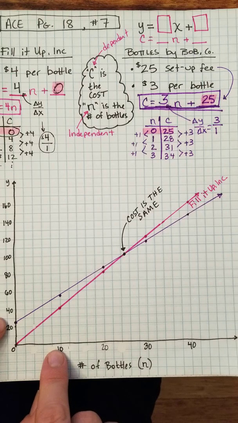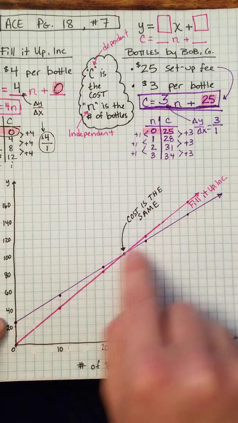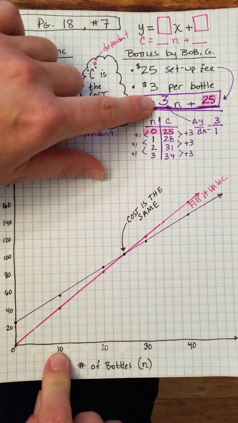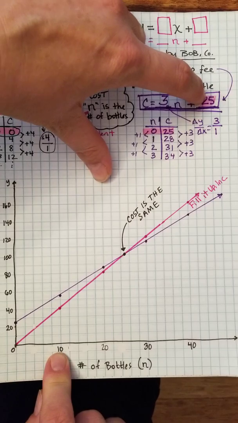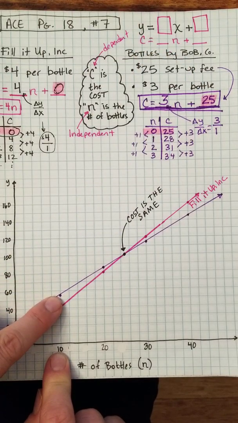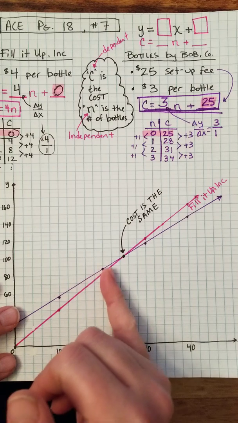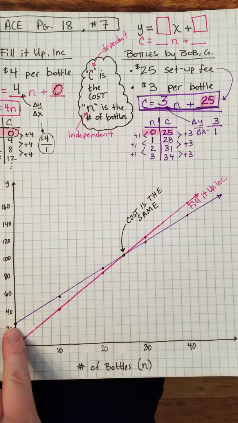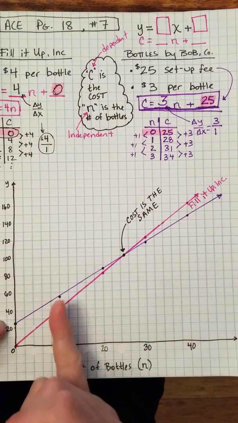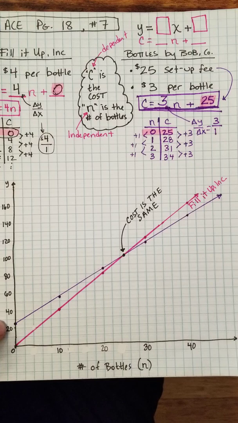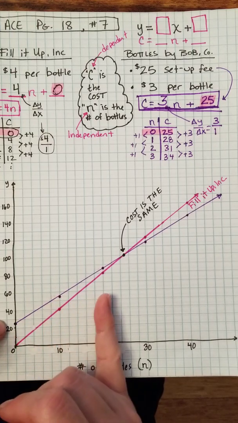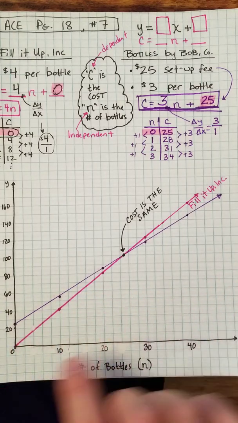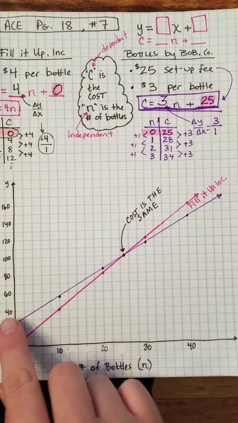For the other company, Bottles by Bob, 10 bottles. So I've got 10 bottles times the $3. That's $30 plus the $25. That gives me $55 for 10. And then I just follow those patterns. So we know that Bob's Bottling Company is going to start at $25, and then every bottle, it's going to go up by $3. It was just a little bit easier to go up by 5s or 10s here because to plot all the way up to like 30 or 40 bottles would have been a lot.